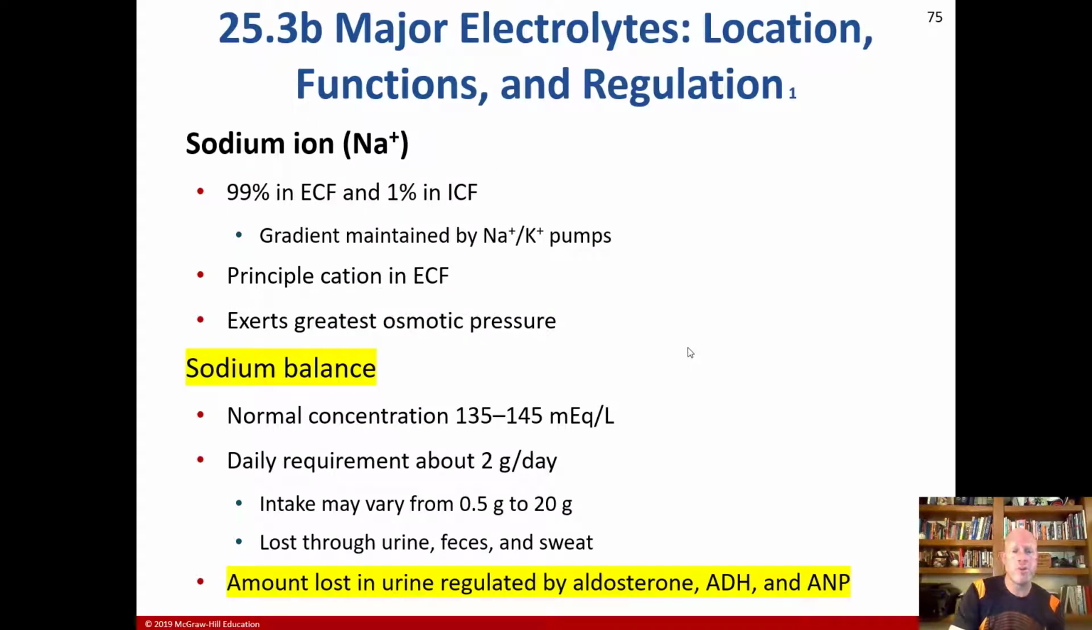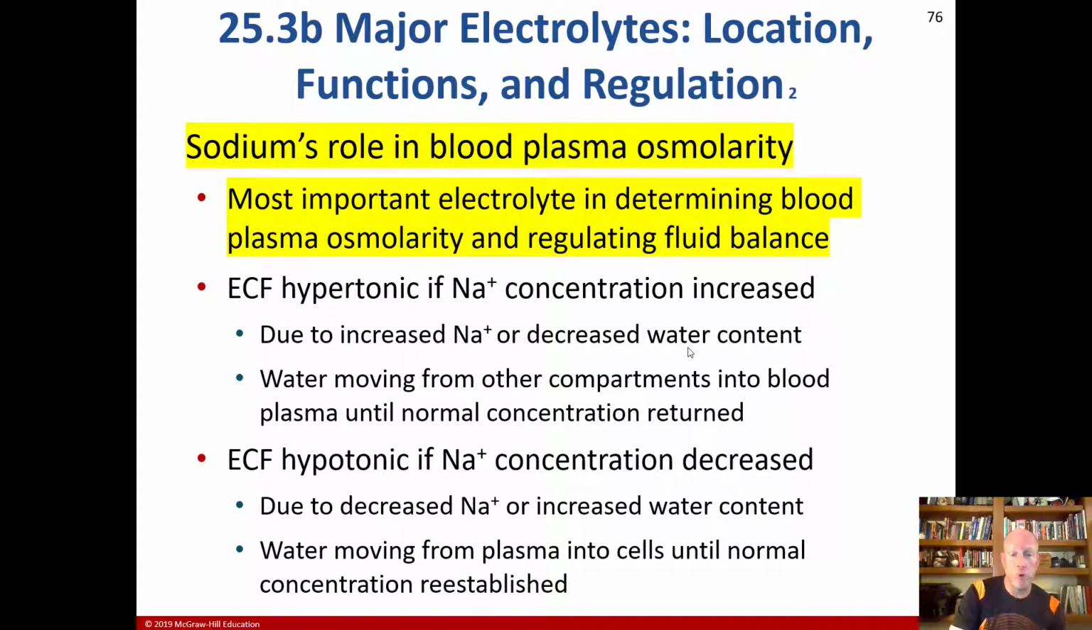Sodium balance, make sure you understand the basic concept of the amount lost in urine regulated by aldosterone. So the role of aldosterone, ADH, and ANP, generally speaking, with sodium balance. And of course, its role specifically in blood plasma osmolarity, how it's the most important electrolyte in determining blood plasma osmolarity and regulating fluid balance.